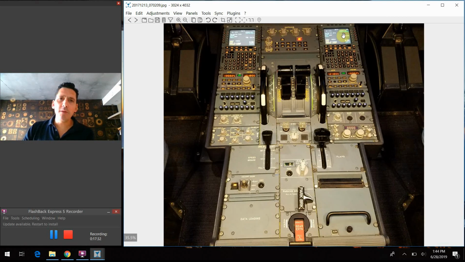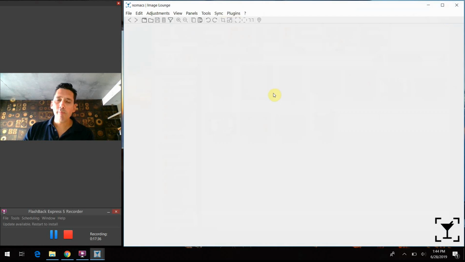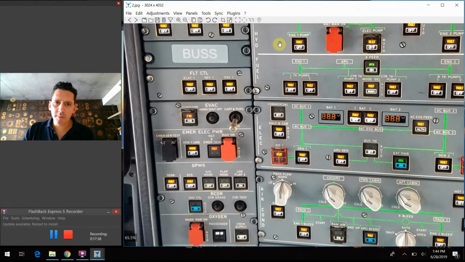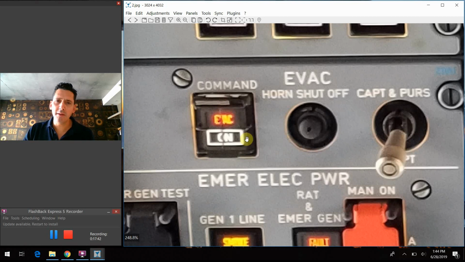Also, backing up, we talked about this guarded switch here. We had mentioned this in one of the other videos. There are several other places where you have these guarded portions of the switches, like here, for example.